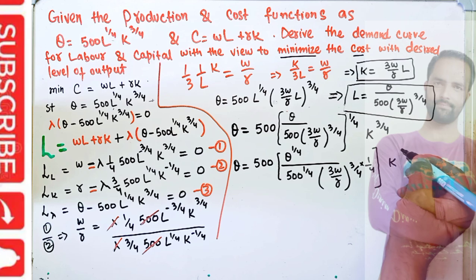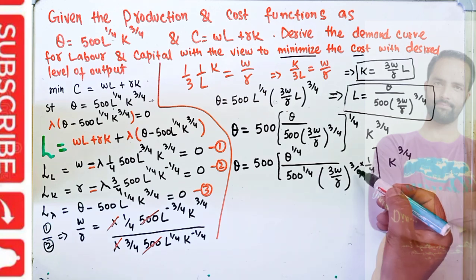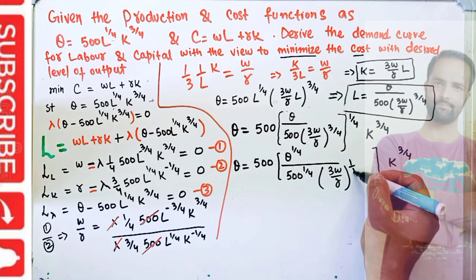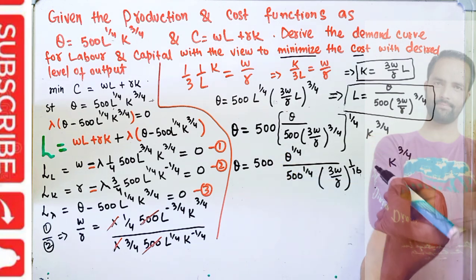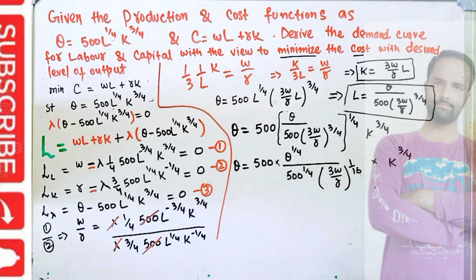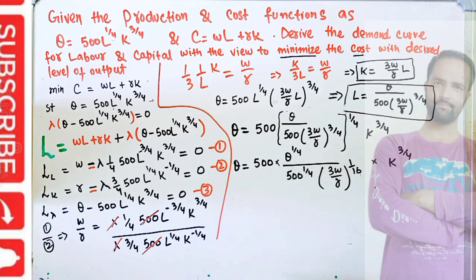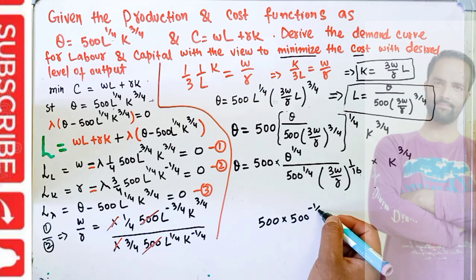Into K^(3/4). So this will become, 3 ones are 3, 4 fours are 16, so I will write here 1/16 to save space. Now let us remove this bracket also. These are all multiplied to each of these. I can transpose this 500^(1/4) to the numerator, so it will become 500 into 500 raised to the power minus 1/4.